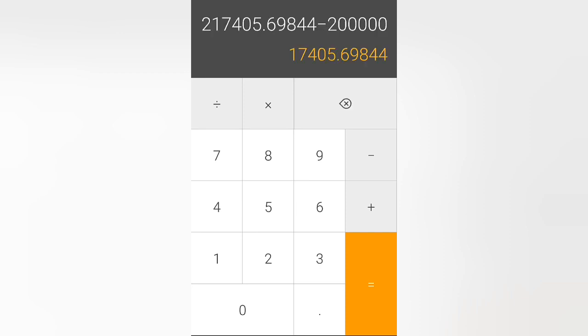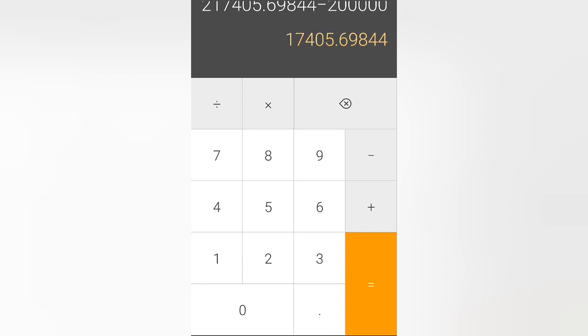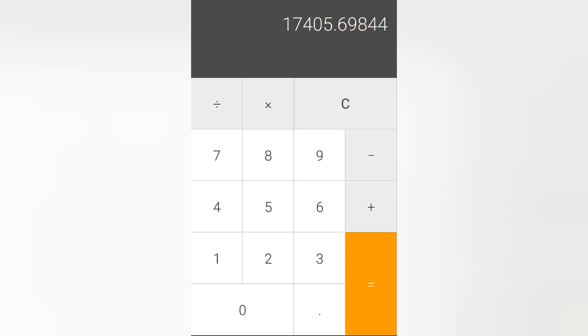Now your profit will be your selling price minus your buying price. Your profit is around 17,400. Now this is easy profit. Now let's get back to the Binance app.